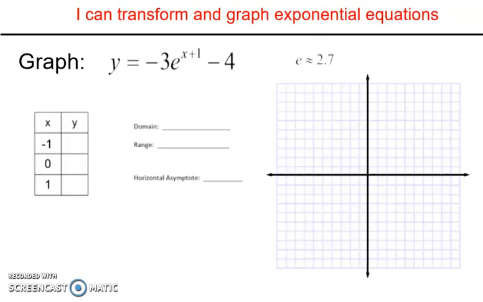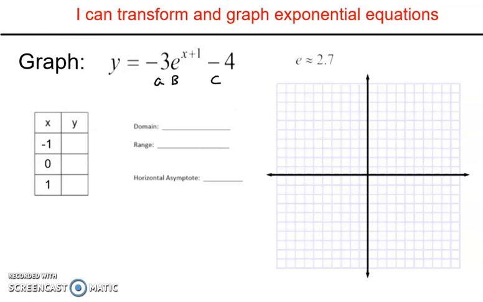Okay, well let's look at this. Our first one, -3 e to the x plus 1 minus 4. Again, remember e is about 2.7. So we're going to set up our table with -1, 0, and 1. A is -3, b is e, and c is -4. Now I'm noticing that b, the value e, is 2.7. That's bigger than 1. So I know to expect that my graph is going to be like an exponential growth graph. It's going to get more positive or more negative as I move from left to right.